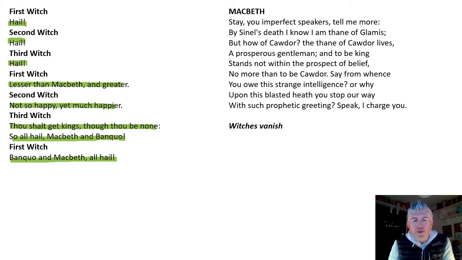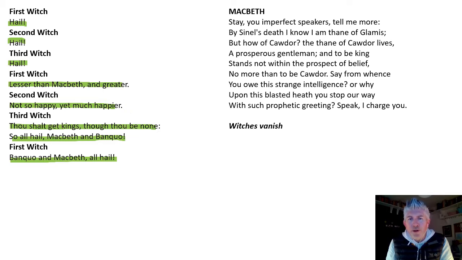So typically of the witches, they speak in kind of riddles, these opposites put together. How can Banquo be less than Macbeth and greater than him? How can he be not as happy but happier? How can he have children who are kings when he's not king himself? So quite riddled information there from the witches towards Banquo. Not like with Macbeth, who is quite clear: you're going to be Glamis, Cawdor, king. Banquo's prophecies are a little bit more confusing.